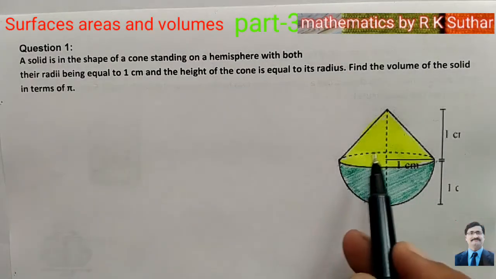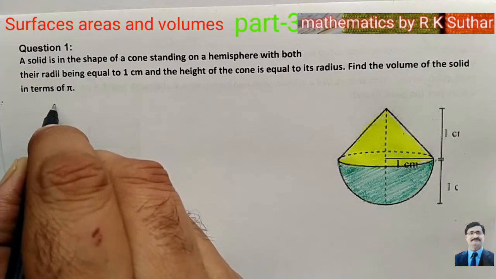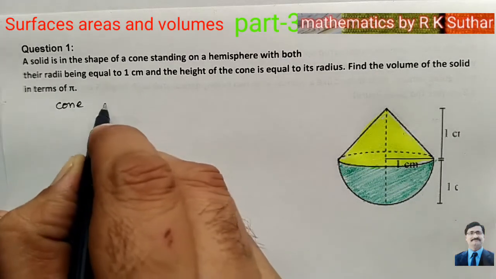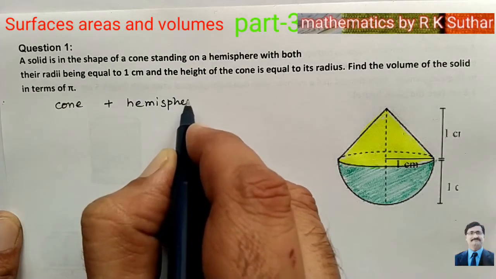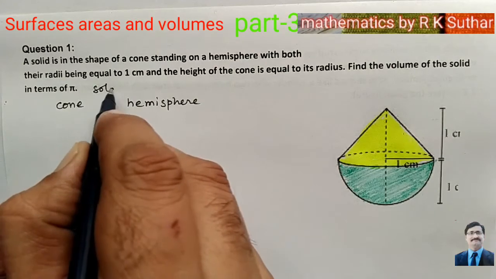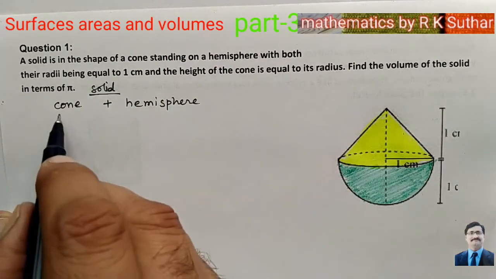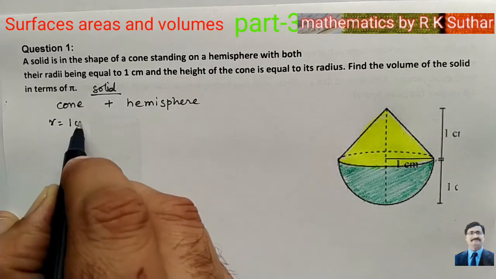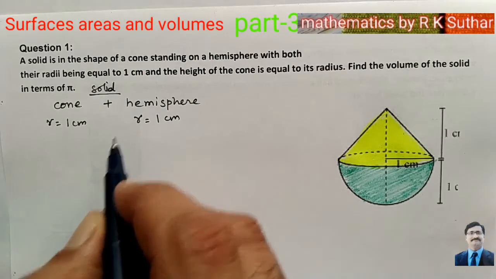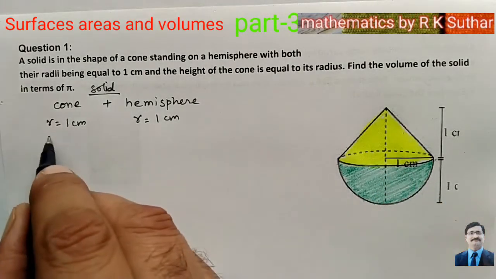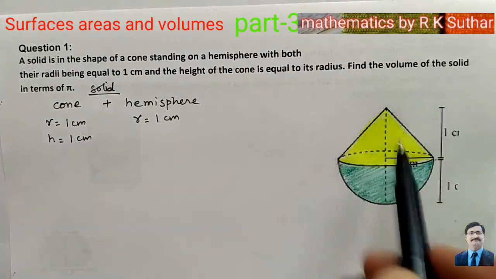Look here, we have a hemisphere and a cone. So we can write here cone and hemisphere. This is the solid. The solid is a hemisphere and a cone. The cone radius is 1 centimeter and the radius of the hemisphere is also 1 centimeter. The height of the cone is 1 centimeter. Now what do we have to find? Find the volume of the solid.